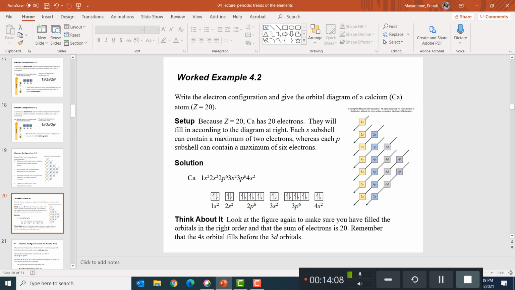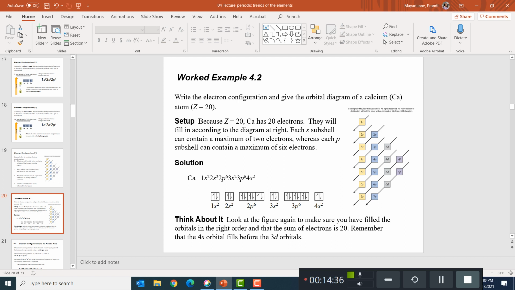So there's a worked example. Write the electron configuration and give the orbital diagram of calcium, which is Z equals 20. So you have to fill these 20 electrons. You look at that pattern. You write 1s2, 2s2, 2p6, 3s2, 3p6, 3d10, like that, and then you start filling it.